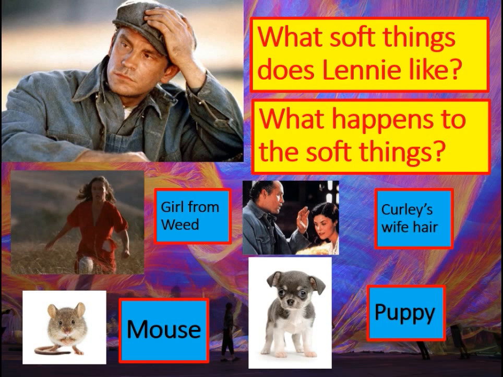So perhaps we could say that Steinbeck is foreshadowing, so remember, giving the reader a warning, he's foreshadowing that because she's nameless and Lennie likes her, she's going to die.